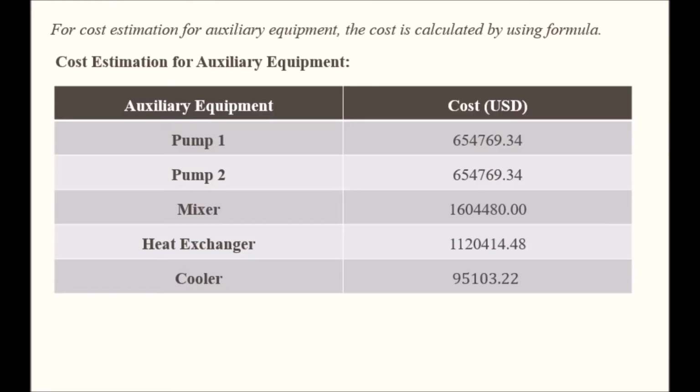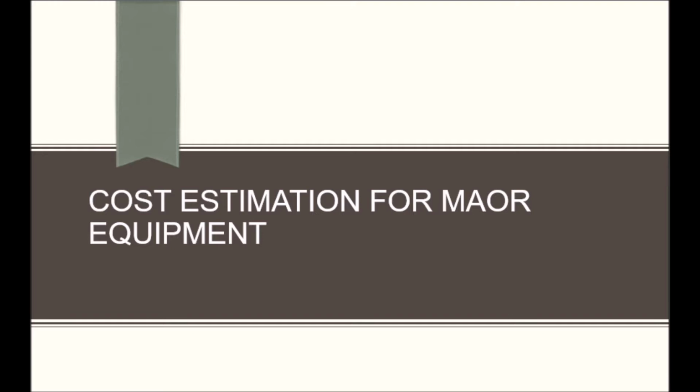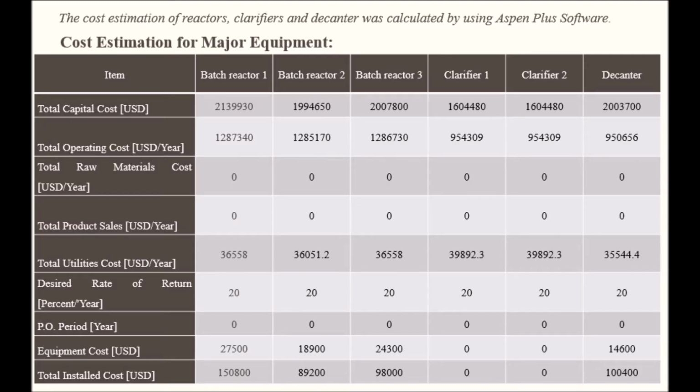For cost estimation for auxiliary equipment, the cost is calculated by using a formula. This table shows the cost estimation for auxiliary equipment. The cost estimation of reactor, clarifier, and decanter were calculated by using Aspen Plus software. This table shows the cost estimation for the major equipment, which are batch reactor 1, batch reactor 2, batch reactor 3, clarifier 1, clarifier 2, and decanter.